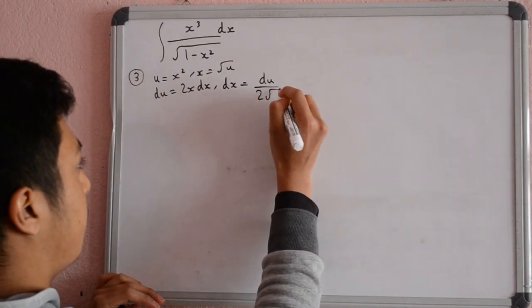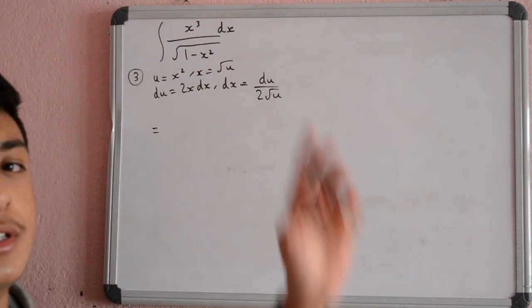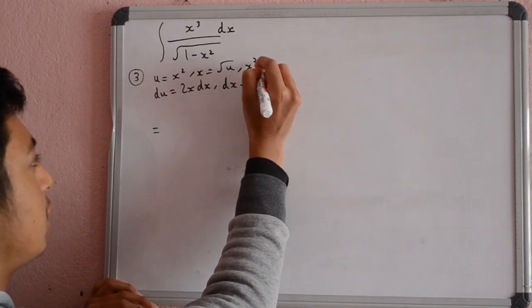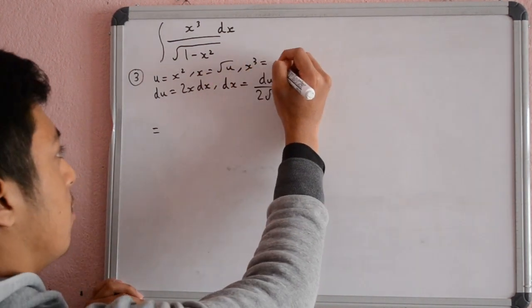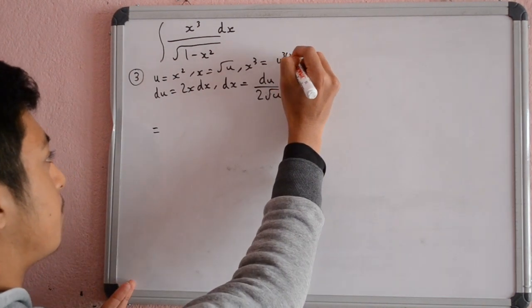Put that over here. Now see the integral. We need x cube in the numerator, and from here just cube both sides. You get x cube is equal to root u whole cube, which is just u to the power 3 by 2.